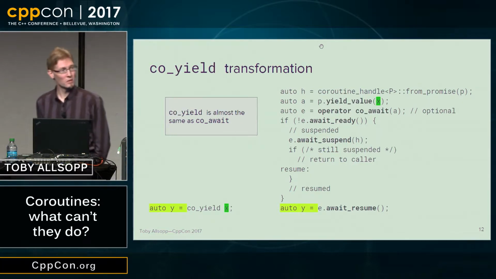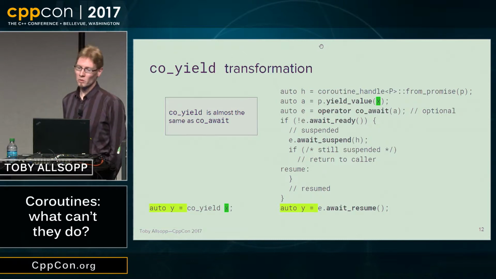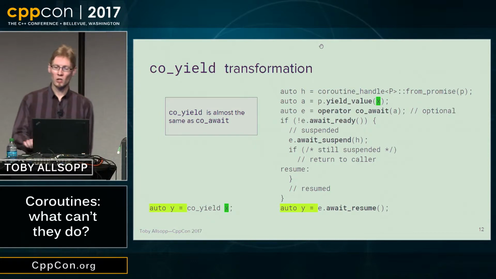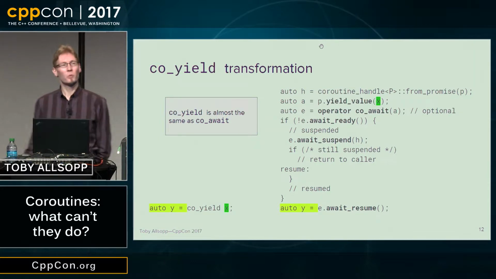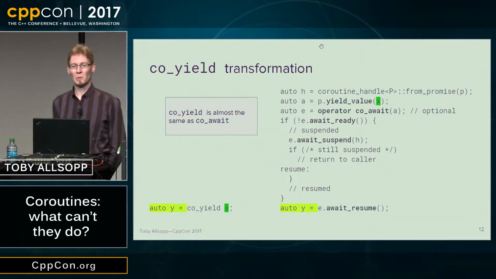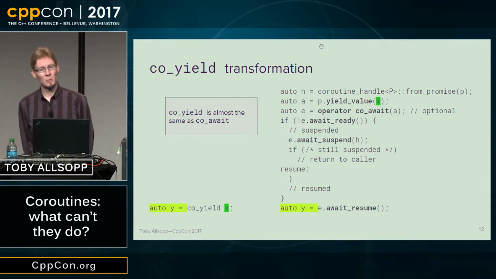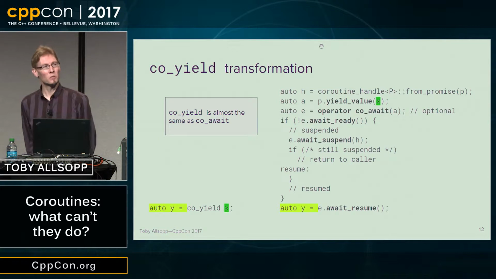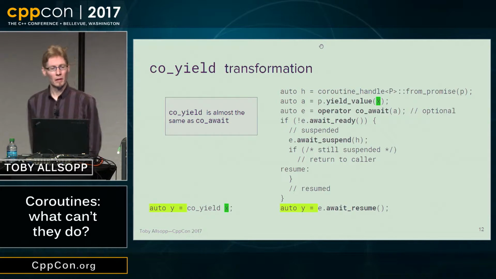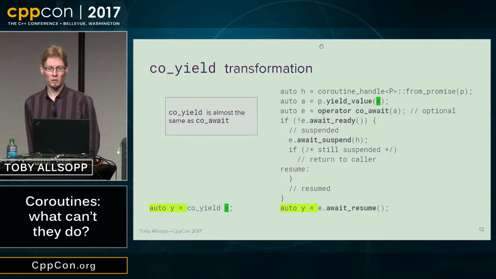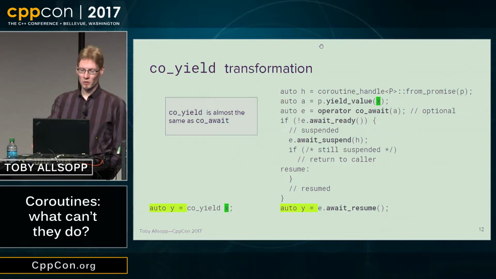So co-yield is the third of the new keywords. If you weren't looking carefully, you might not have seen anything change on the screen there. It's pretty much exactly the same as co-await. Two differences. One is the first customization point that the promise gets a crack at is called yield_value instead of await_transform. The other is it sits in a slightly different point in the grammar, so the precedence rules are different. But otherwise, it works exactly the same.